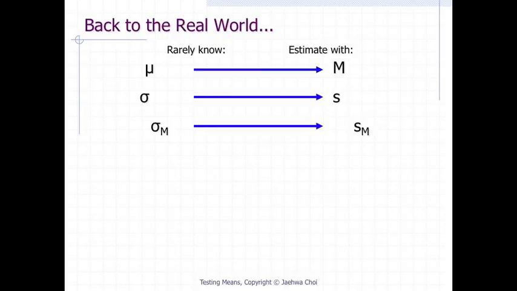Unfortunately, in the real world, it is very rare that we would know the mean and the standard deviation of the population. Typically, we have to estimate using our sample data. We estimate the population mean with our sample mean, estimate the population standard deviation with the sample standard deviation, and estimate the standard error of the mean with the estimated standard error of the mean.